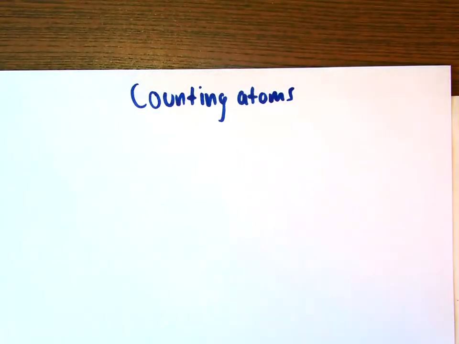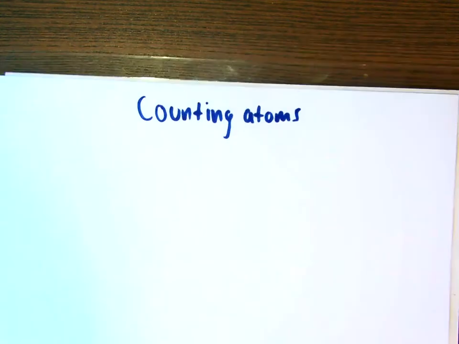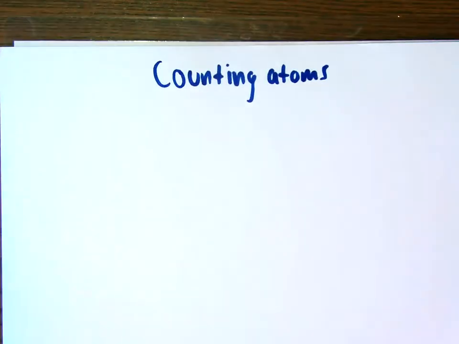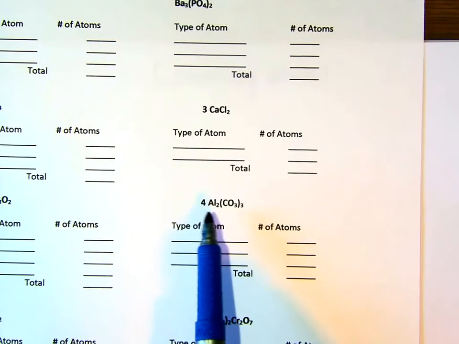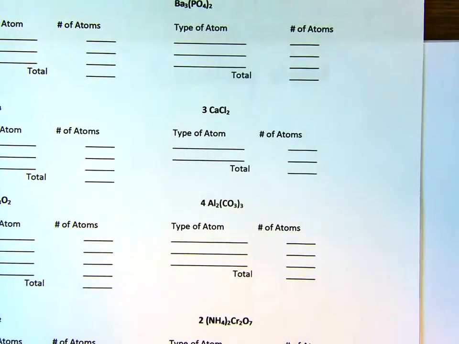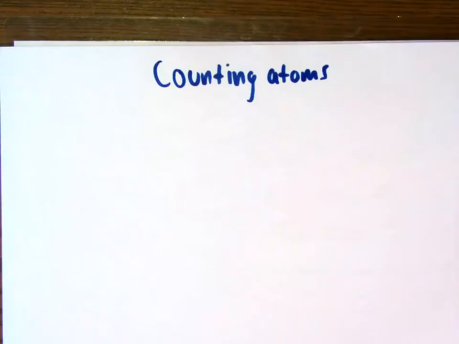Alright, we're going to go over a skill that's important for chemistry, which is called counting atoms. When we're counting atoms, we're trying to look at a complex molecular formula and figure out how many atoms we have of each. We're going to start very simple and work from there.